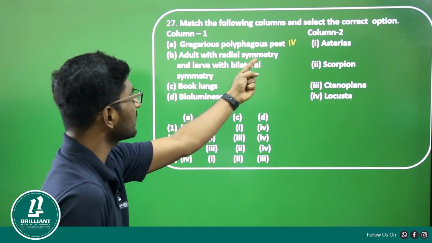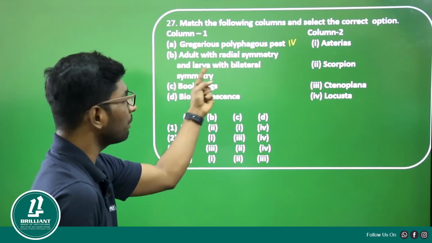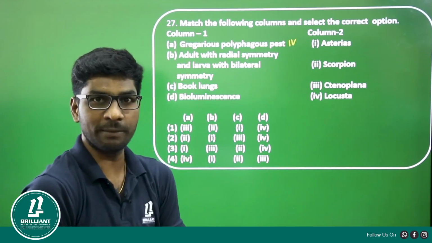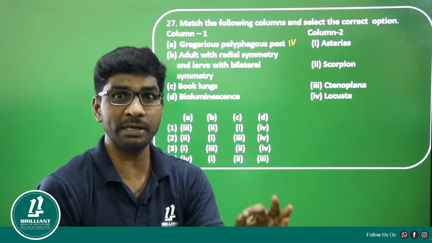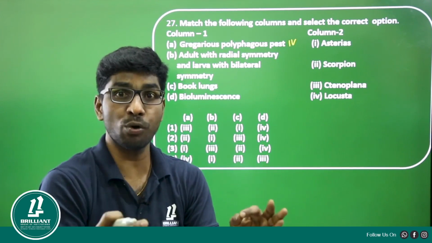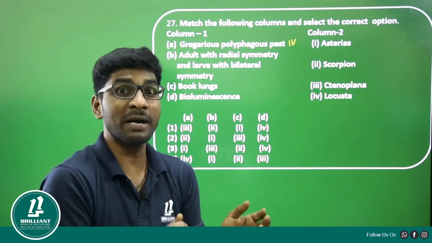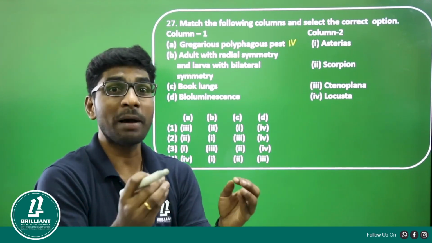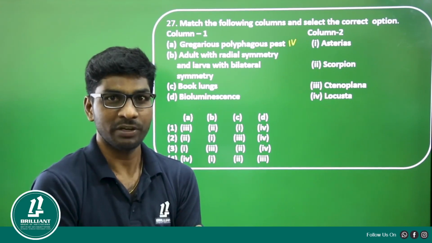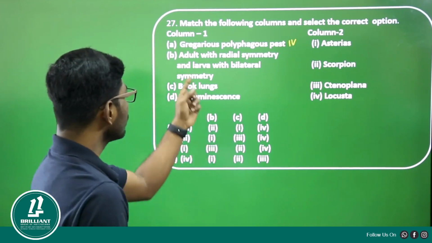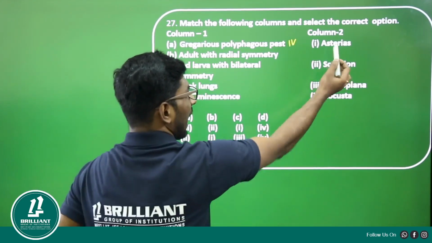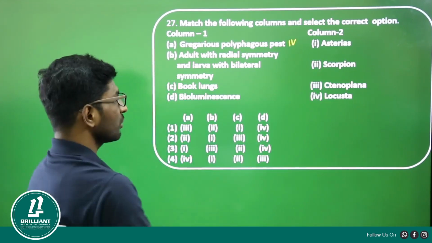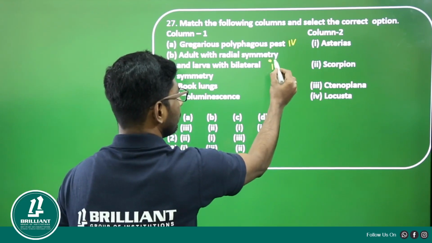Adult with radial symmetry and larva with bilateral symmetry. How many of you remember? In Echinodermata, the adult shows radial symmetry, but the larva shows what? Bilateral symmetry. Yes or no? So keep it in your mind. Adult with radial symmetry and larva with bilateral symmetry is Asterias, Echinodermata. So we can write 1 here.